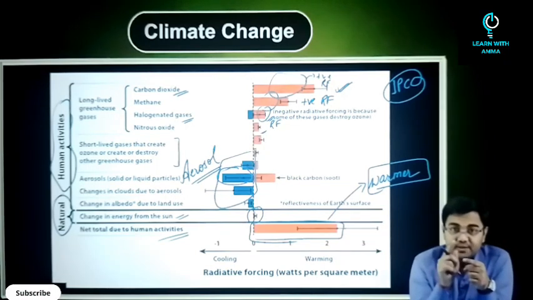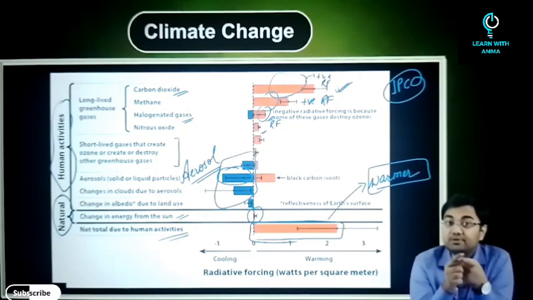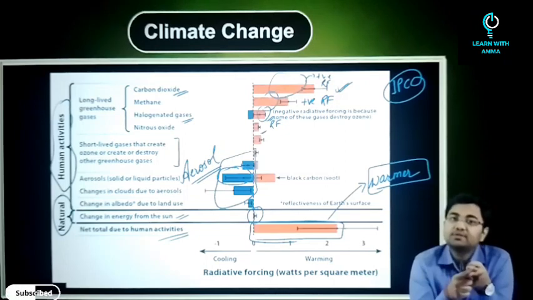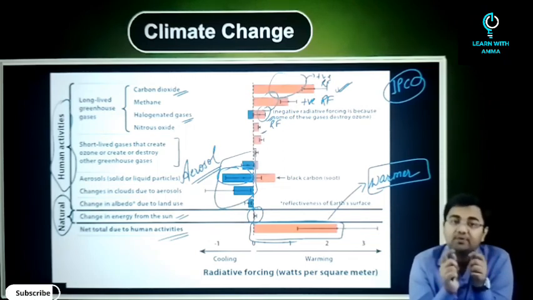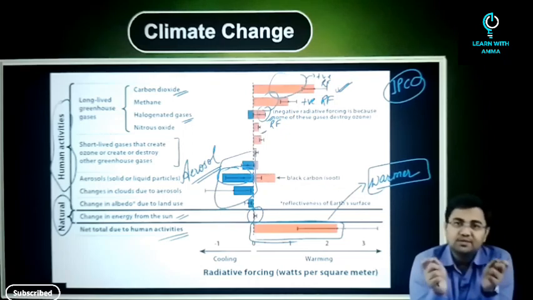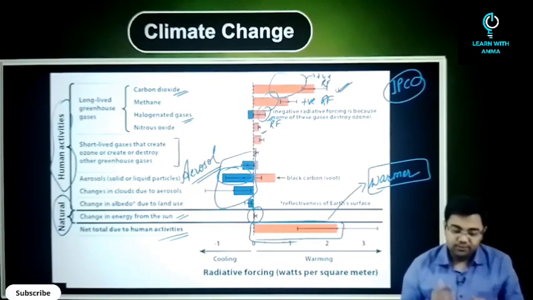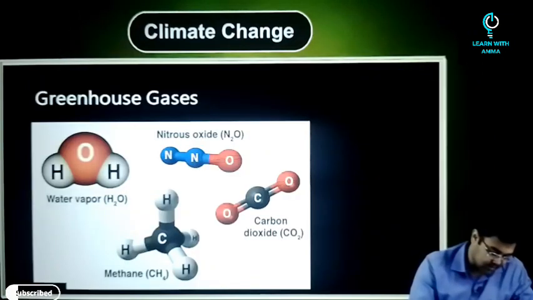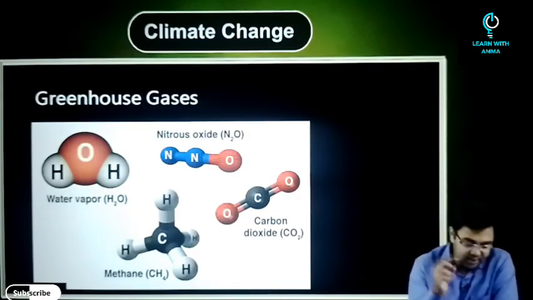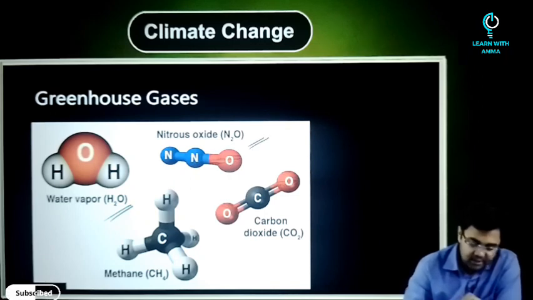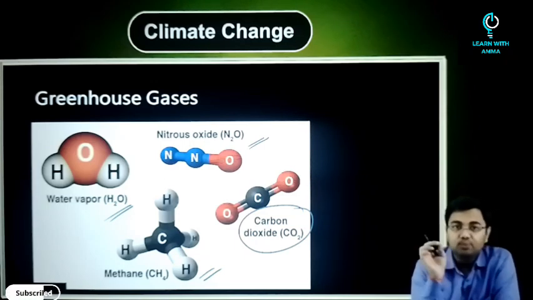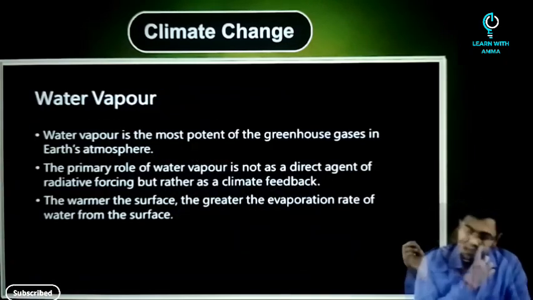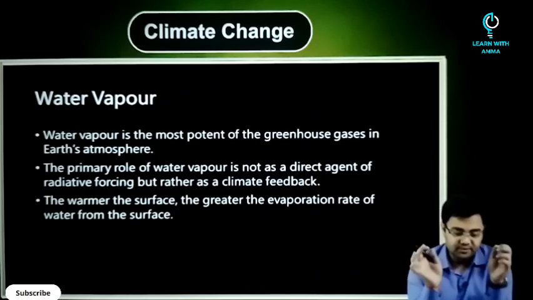So we have changed the natural radiative forcing of the Earth by increasing the concentration of greenhouse gases, changing the concentration of aerosols, then by deforestation or changing the land use pattern and land cover of Earth's surface, and also due to the action of ozone. We'll discuss that part as well. First, let's start with the action of greenhouse gases. The most important ones are nitrous oxide, water vapor, methane, and carbon dioxide. These are the four most important greenhouse gases. Now, we'll discuss all the greenhouse gases one by one.